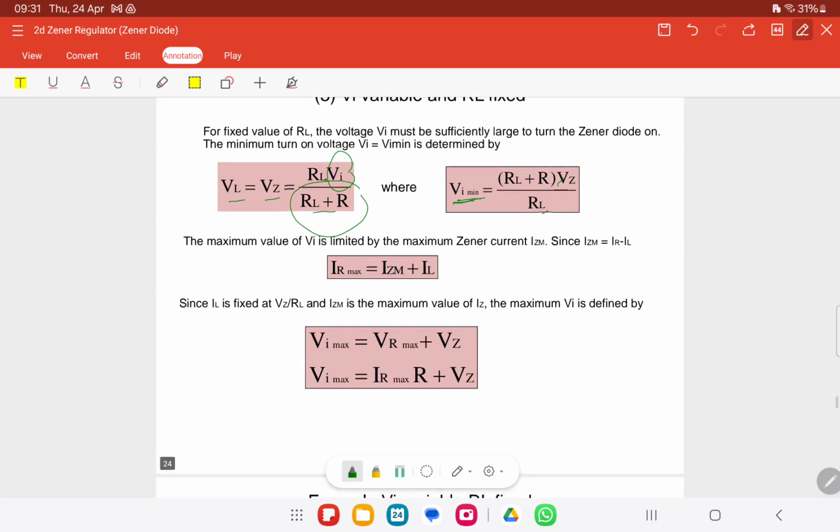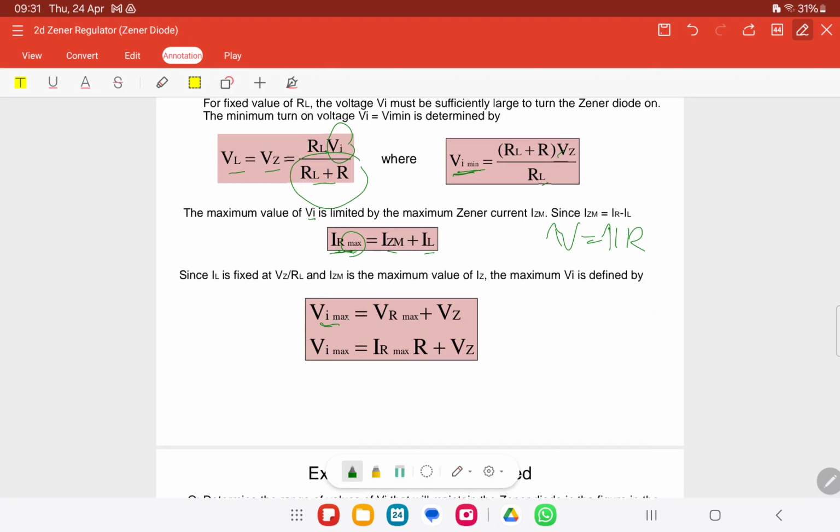Okay, and then the maximum of the supply will get the minimum current. The maximum supply akan dapat maximum because V equals to IR. So dia dua-dua kalau maximum, both will be maximum kan? Okay, so that is why IR max kat sini. Sebab VI pun VI max. Okay, IZM plus the IL.